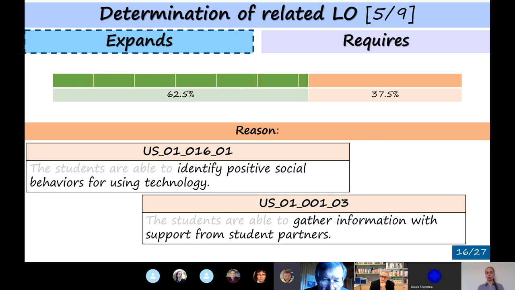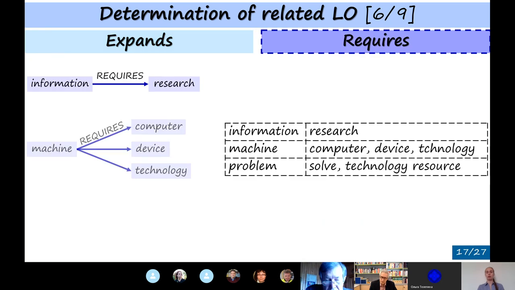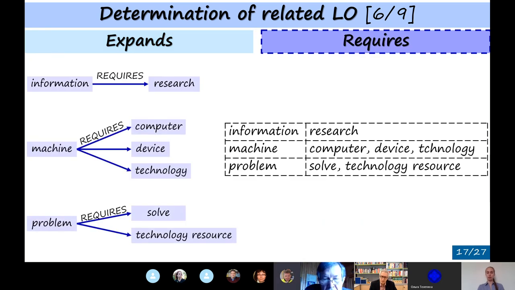Expands: the students are able to gather information with parents, but that is just a human mistake. These learning outcomes are not really connected. For determination of requires relation, I use pairs of keywords which are representative for pairs of learning outcomes which were defined by experts to be related by the type of requires.